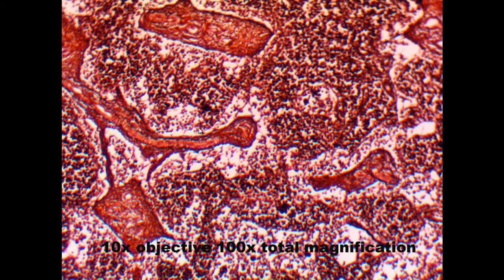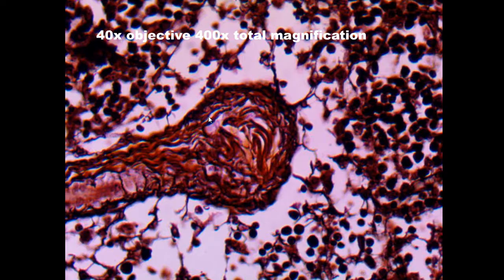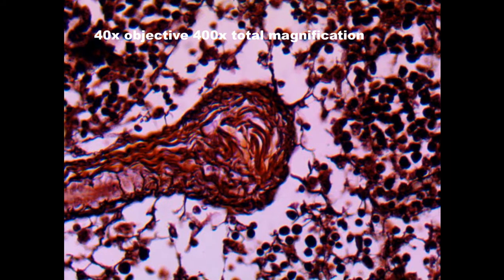The 10 objective, now we can start seeing some branching fibers, but again we're going to focus into the 40, and at this point we can now see fibers that branch. These little cells, some of them are going to be lymphocytes. If you look very carefully, some of them may very well be mast cells, but it's really difficult to tell the difference.